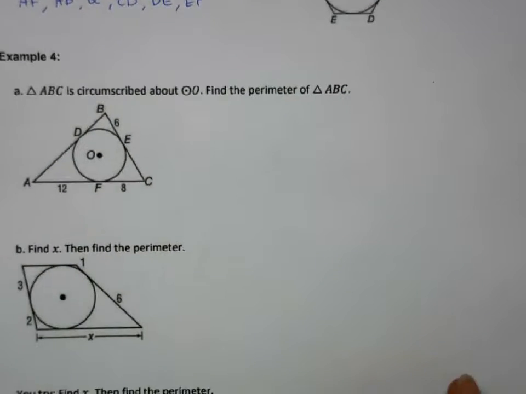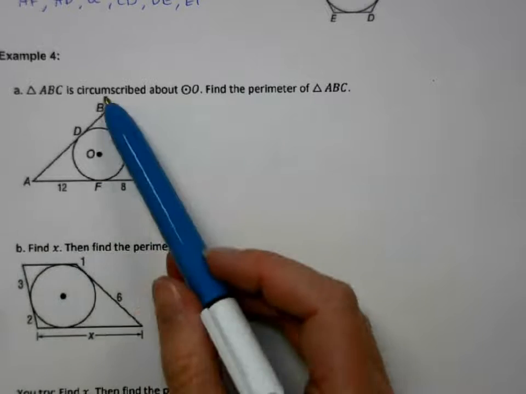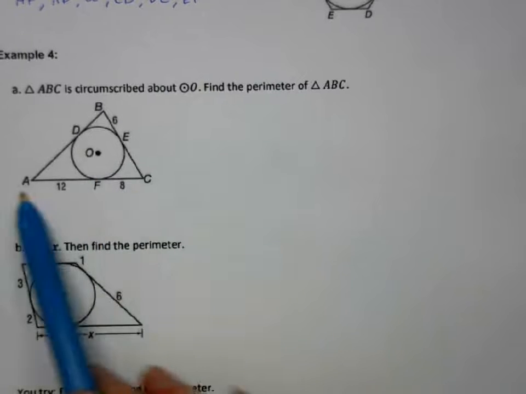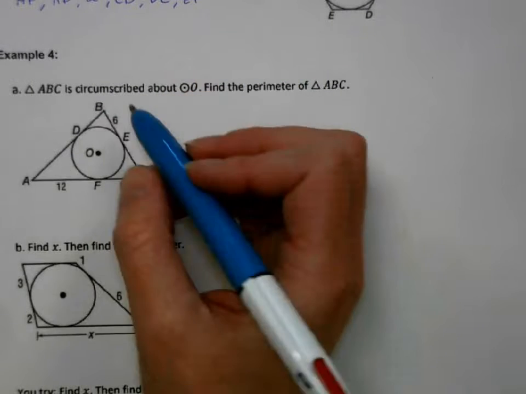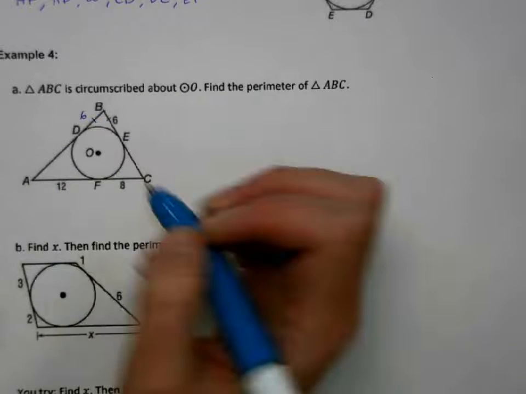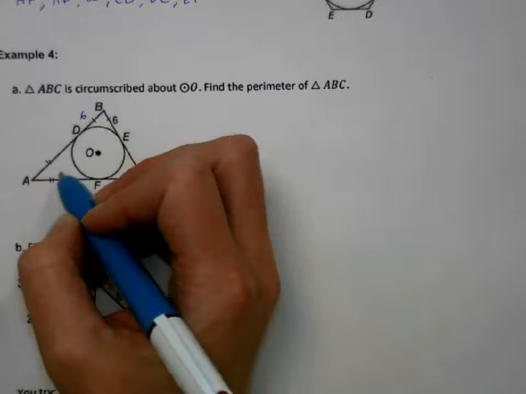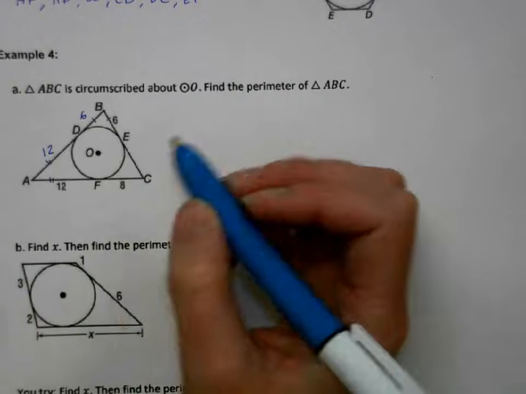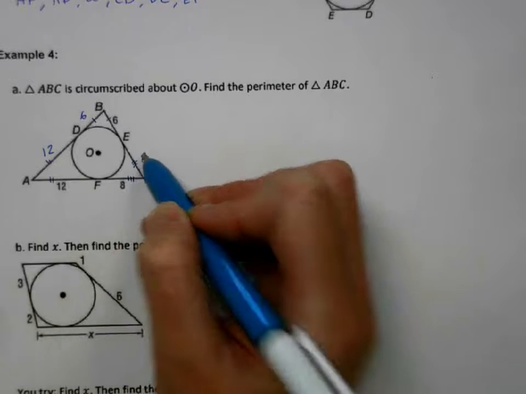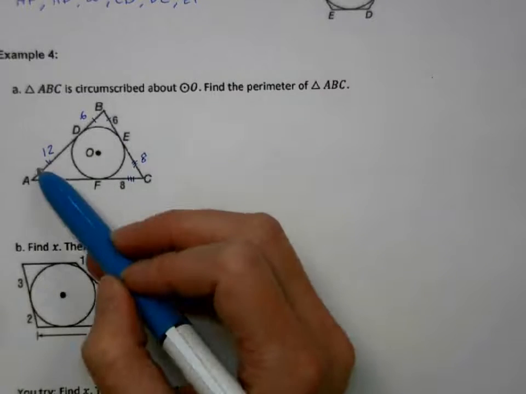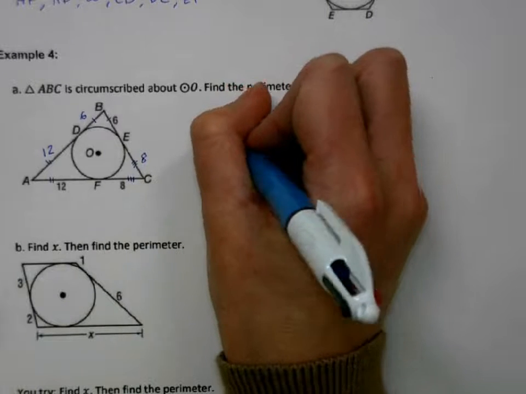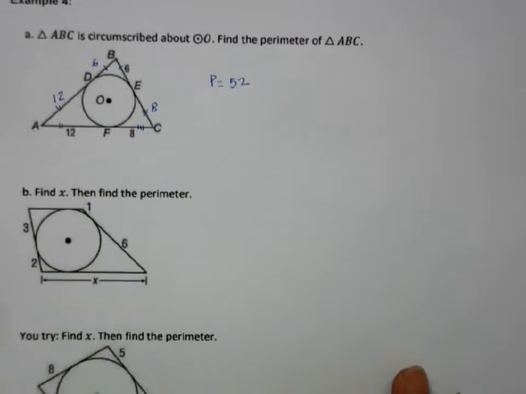So we can combine those two ideas. We have ABC is circumscribed around circle O, which means these are all tangent lines, and they're coming from a single point. So this distance and this distance are the same. So if this is 6, this is 6. This distance and this distance are the same. So if this is 12, this is 12. And this distance and this distance are the same. So if this is 8, this is 8. So if I add up all of those values, we get a perimeter of 52. Okay, let's do another one.